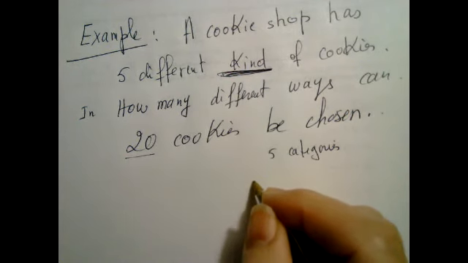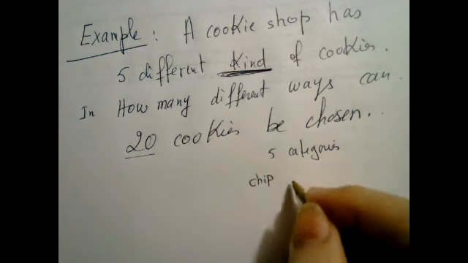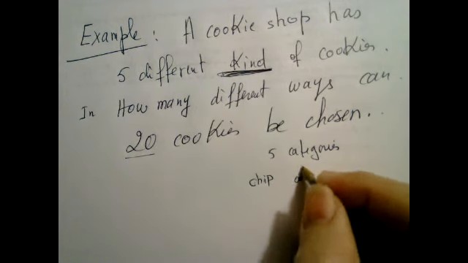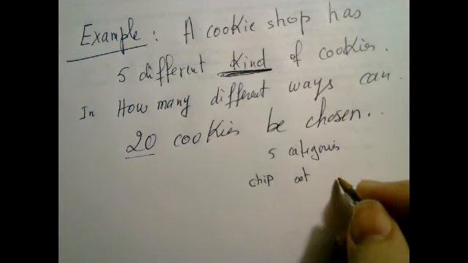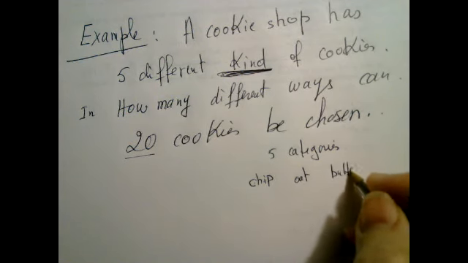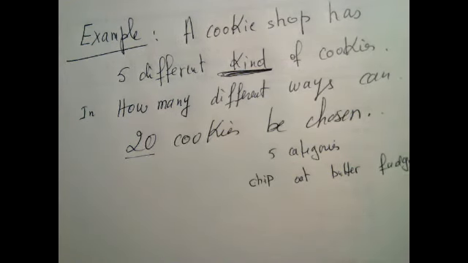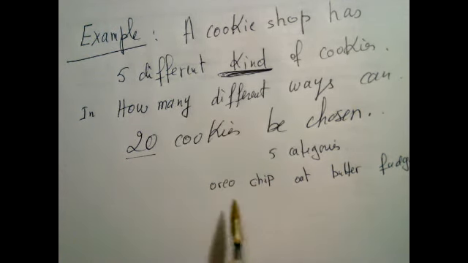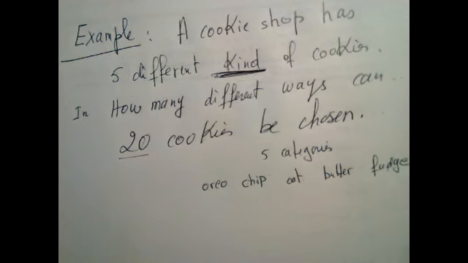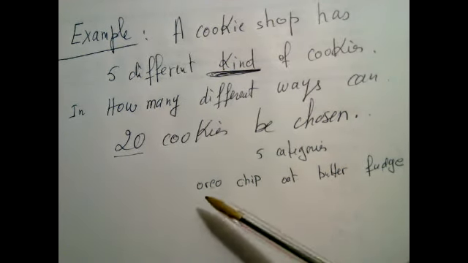And let us say we have chocolate chip. So chocolate chip, that's one category. Oatmeal, another category. I don't know, butter cookies, another one. Fudge cookie. And any other kind of cookie, let's say Oreos. Everybody likes Oreo. 1, 2, 3, 4, 5. So these are the 5 different kinds of cookies they have. Okay, and I'm going to pick 5.